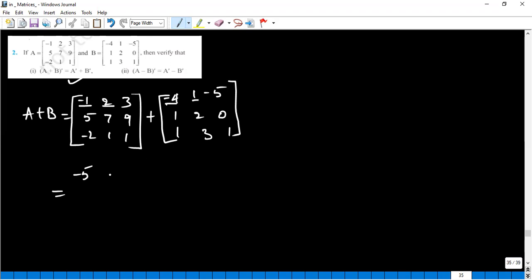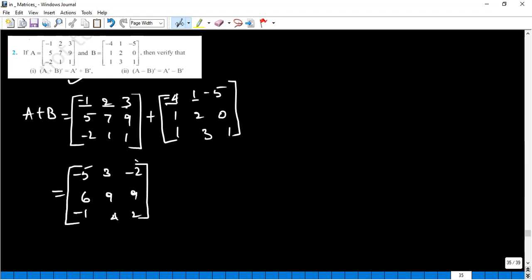2 plus 1 is 3. 3 minus 5 is -2. Like that, add all corresponding elements. 5 plus 1 is 6. 7 plus 2 is 9. 9 plus 0 is 9. -2 plus 1 is -1. 1 plus 3 is 4. 1 plus 1 is 2. No, you are not multiplying, you are adding.